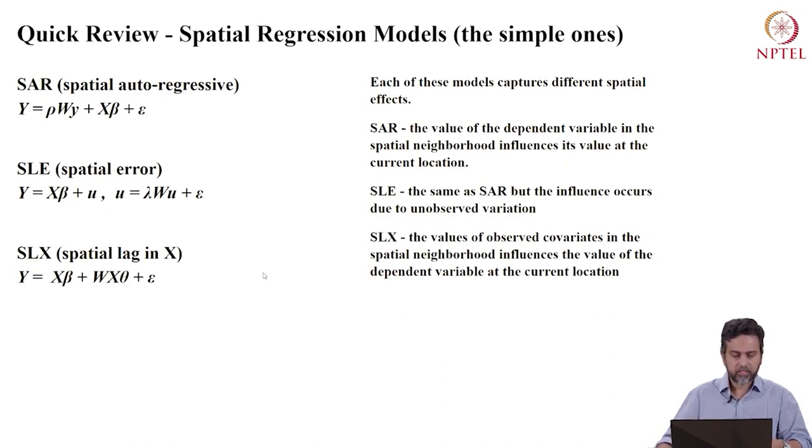And then the third one is also a spatial lag model, but the spatial lag is not in the dependent variable; it's in the covariates in X. So it's sometimes called spatial SLX, spatial lag in X, where we include WX along with the covariates. So remember, X, beta, these are the covariates at the same location. So if Y is groundwater level at location I, then X is rainfall, temperature, and cropping at the same location.